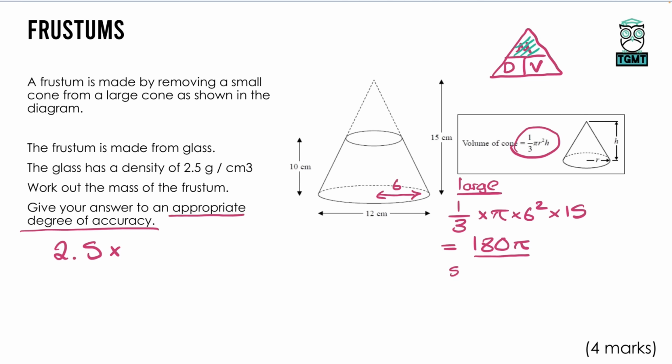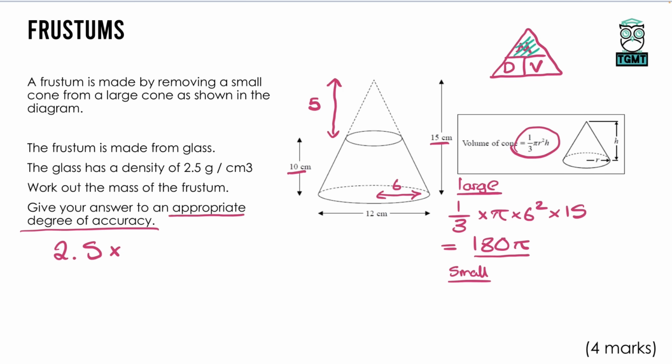I'm now going to look at the small cone, the one that's been chopped off the top. But the small cone does take a little bit more thought process. Now we can see the total was 15 and this little height is 10, so the height of the little cone is relatively nice to find. That's got a height of 5.